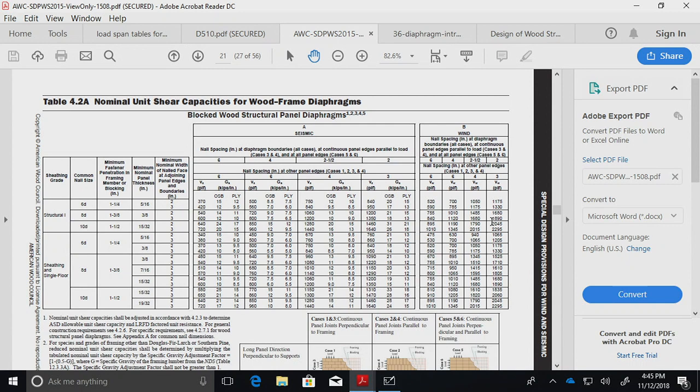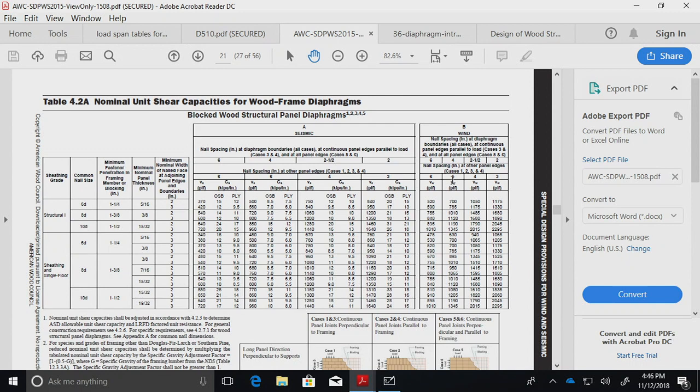Remember that the applied unit shear is 514. So those numbers have to be divided by 2 and still be greater than 514. This one would be too small, and this number looks good. Even if it's divided by 2, it will still be good. Oh, this number, we have the two nominal numbers. So this number looks good.